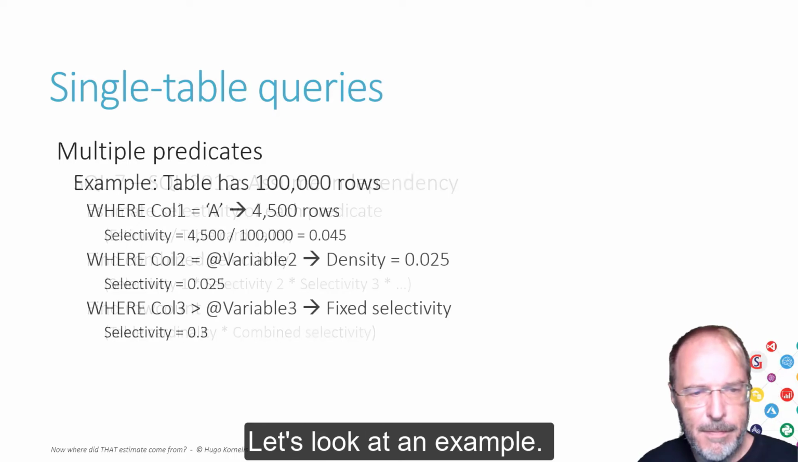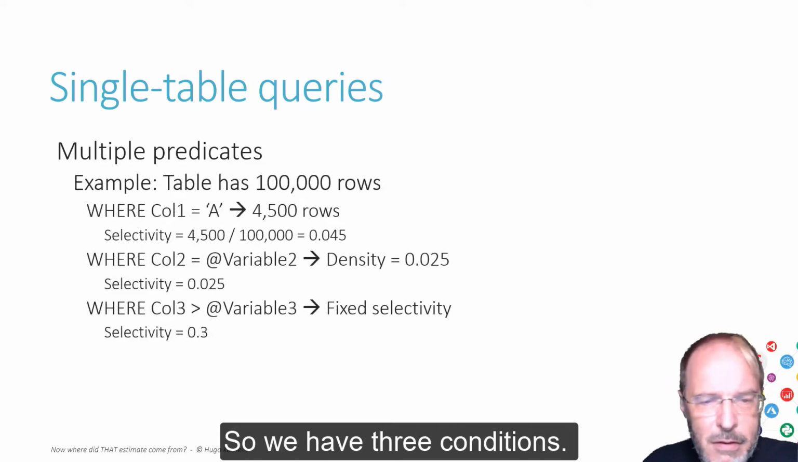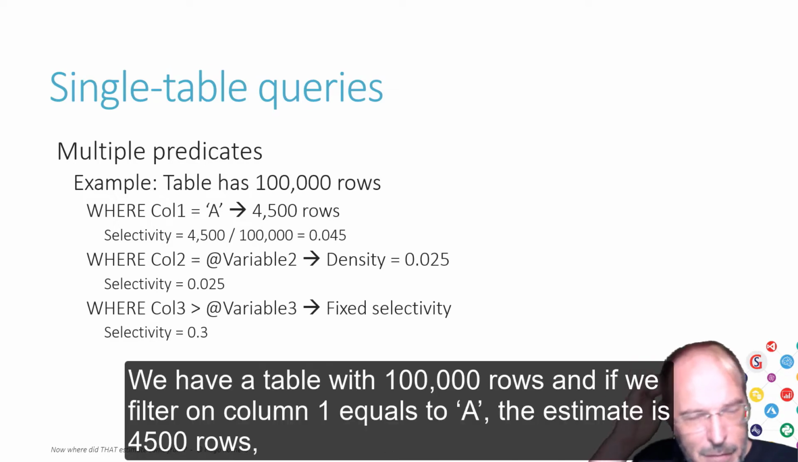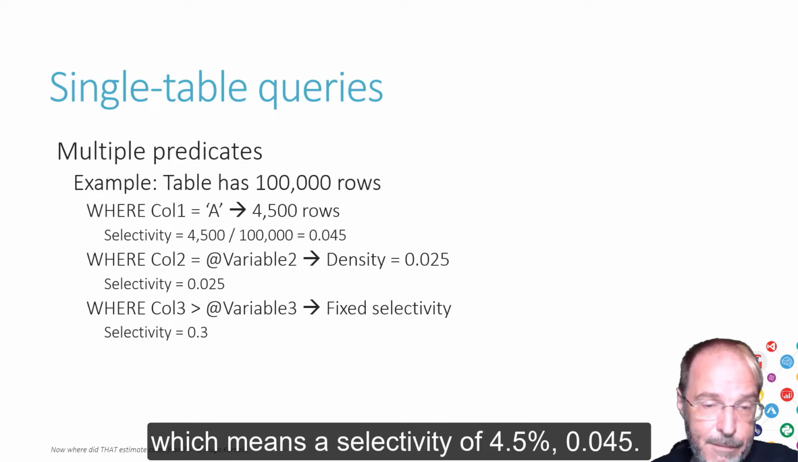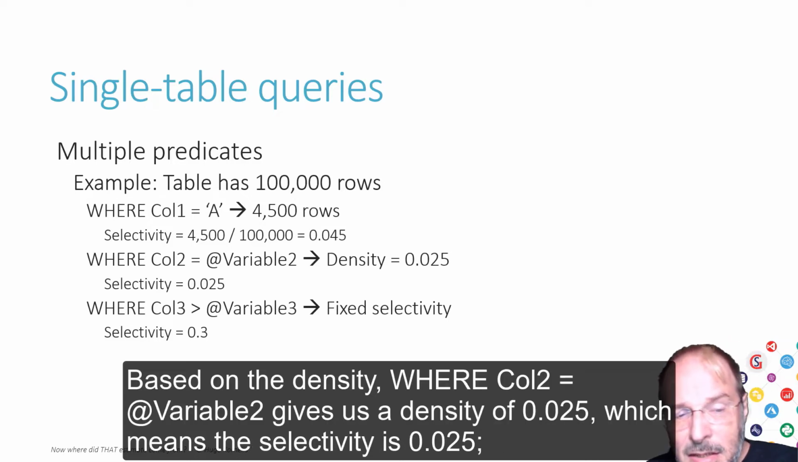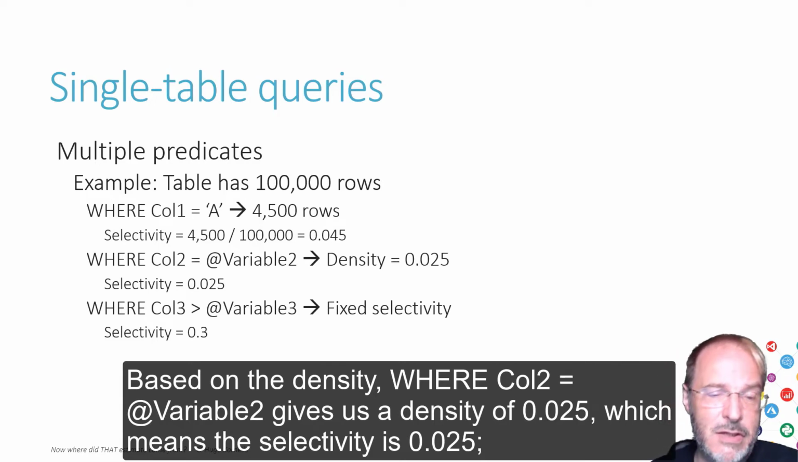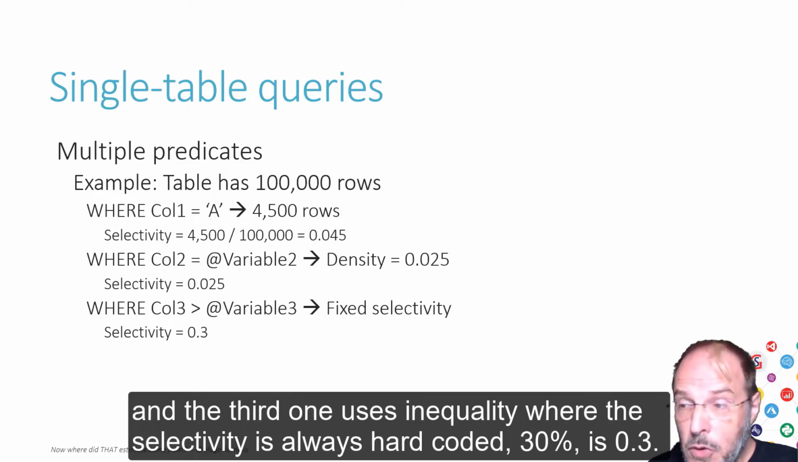Let's look at an example. So we have three conditions. We have a table with 100,000 rows, and if we filter on column 1 equals A, the estimate is 4,500 rows, which means a selectivity of 4.5%, 0.045. Based on the density, where column 2 equals variable 2, gives us a density of 0.025, which means the selectivity is 0.025, and the third one uses inequality, where the selectivity is always hard-coded 30%, 0.3.